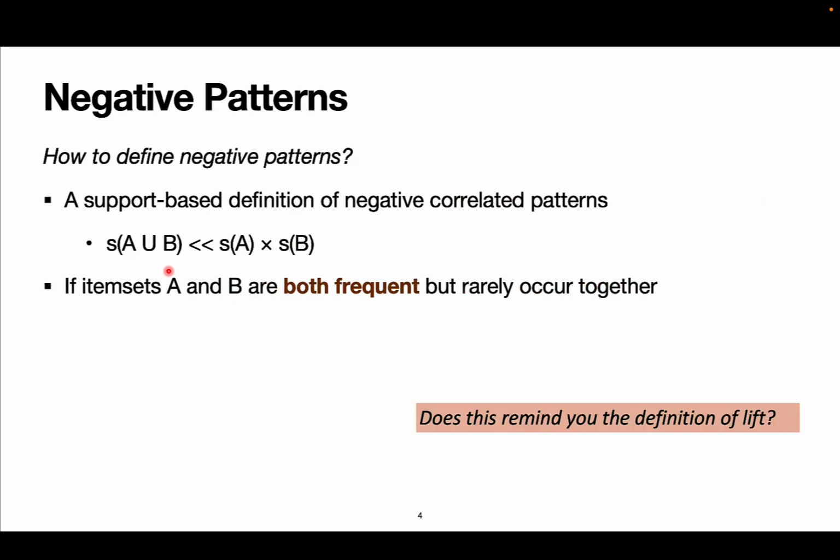Now, how to define negative patterns? A simple support-based definition is given by support of A and B much less than the product of support A and support B, which directly relates to the notion of the lift, which is the ratio of support of A and B over the product of support A and support B.